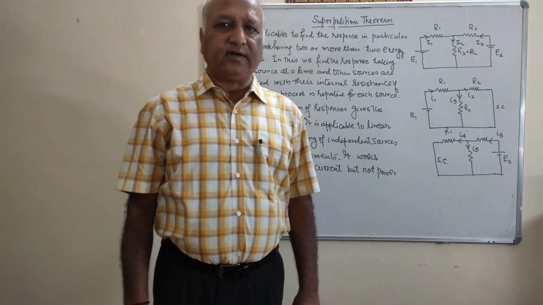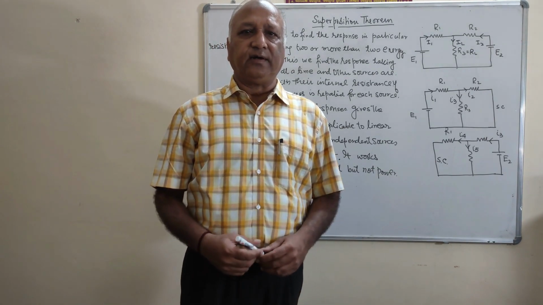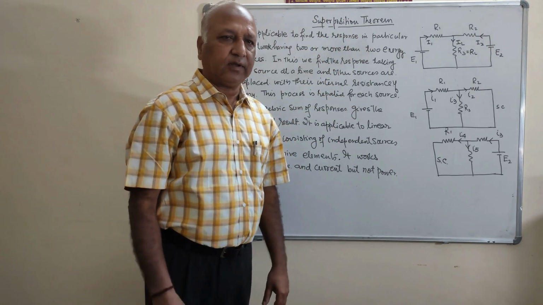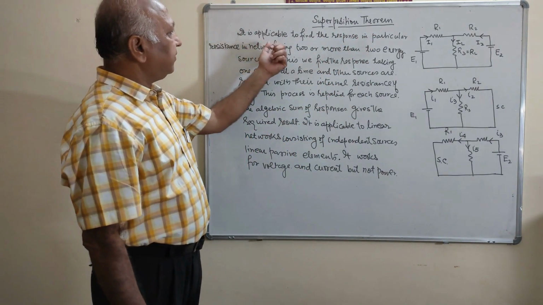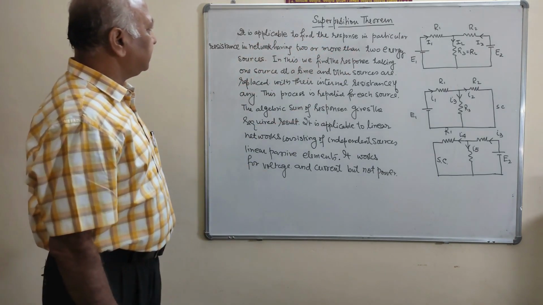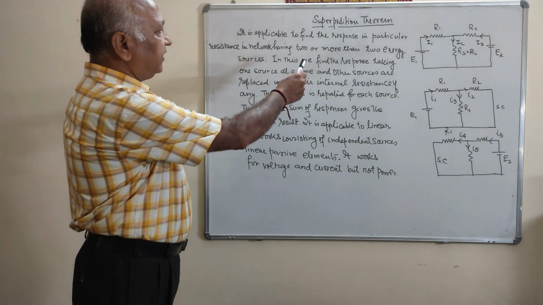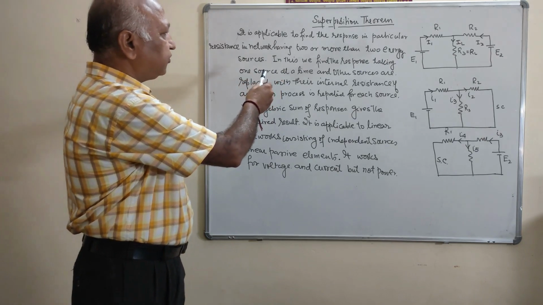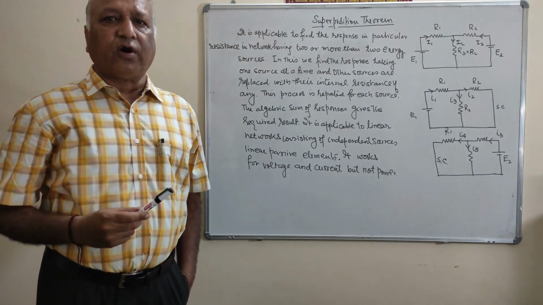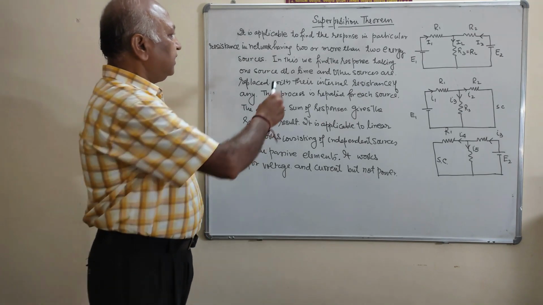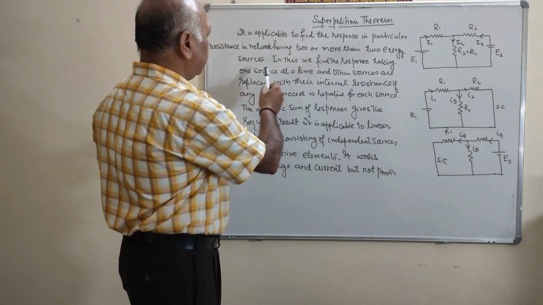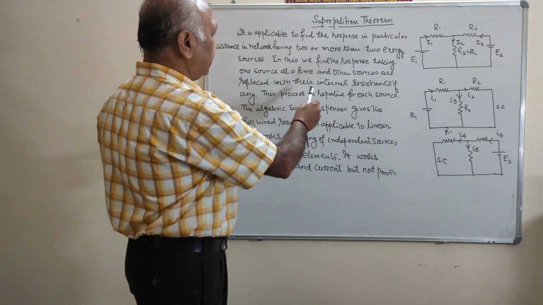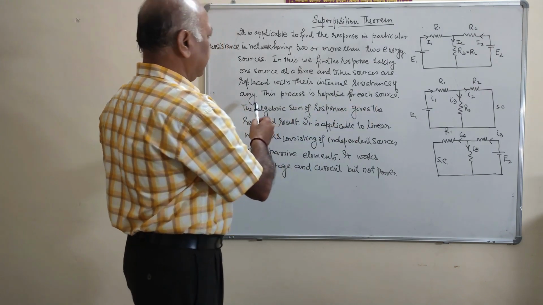Today we will discuss a very important network theorem called the superposition theorem. It is applicable to find the response in a particular resistance in a network having two or more energy sources. What are the energy sources? It may be a voltage source or a current source. In this, we find the response taking one source at a time and the other sources are replaced with their internal resistance, if any.